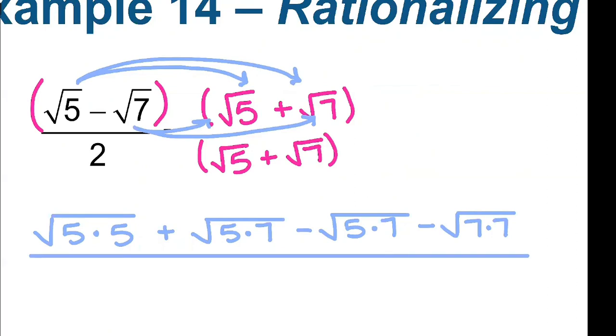On the bottom, you're just going to distribute that 2. So you're going to do 2 times the square root of 5 and 2 times the square root of 7.